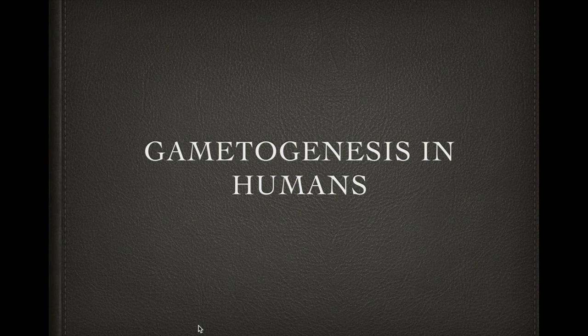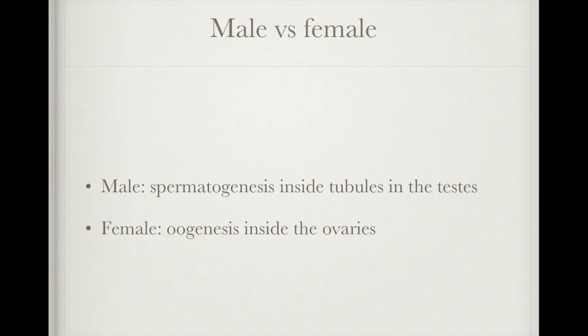Now let's see how gametogenesis happens in humans. First of all, where it happens. It's not the same in male and female.